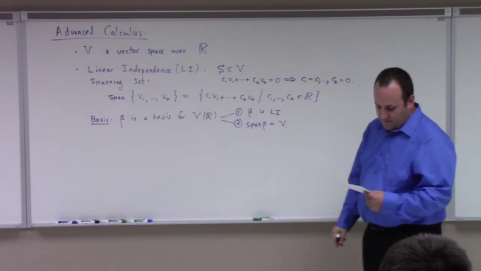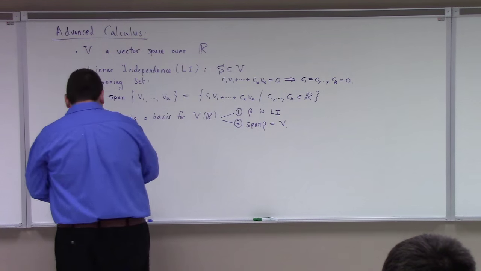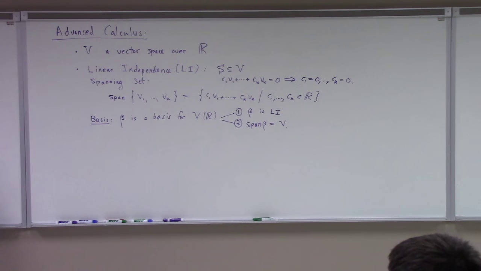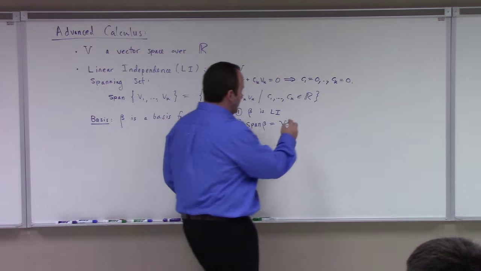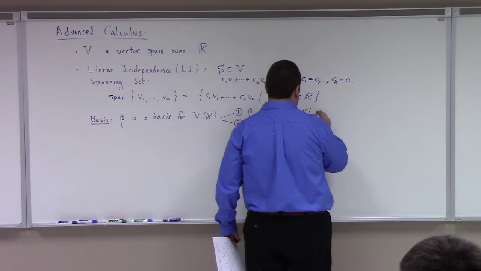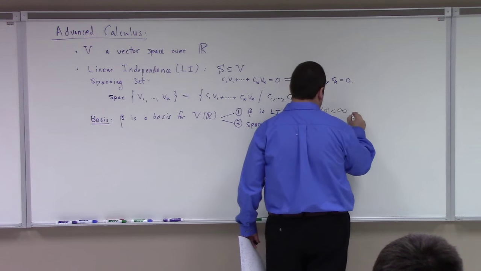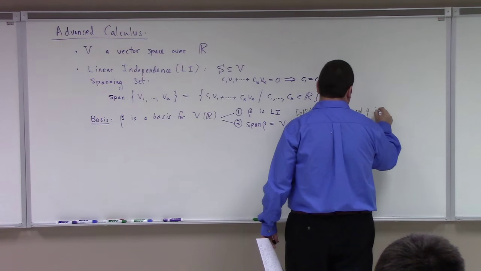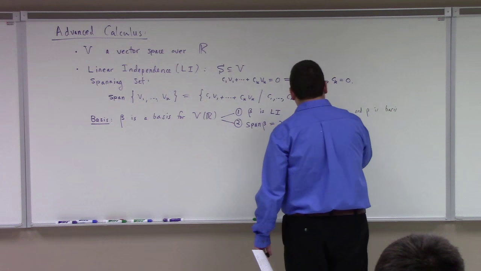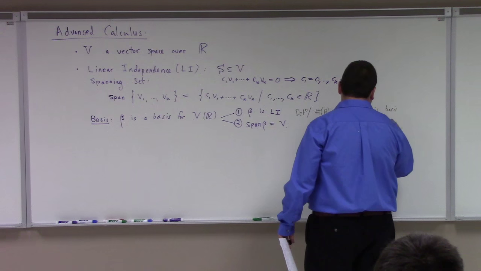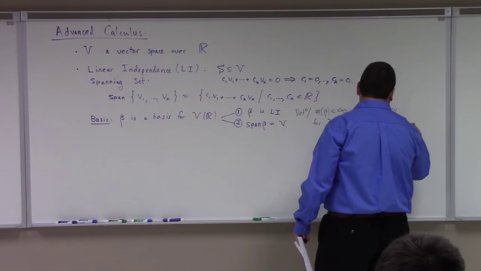One of the major accomplishments of Math 321 is to prove that if you have a vector space and there's one basis with finitely many vectors in it, then every other possible basis for that vector space has the same number of vectors. So the number of vectors in the basis is what we call dimension. If the number in beta is less than infinity, and beta is a basis for V, then the dimension of V is, by definition, the number of elements of beta.